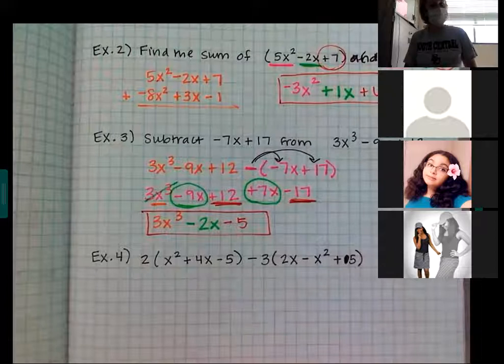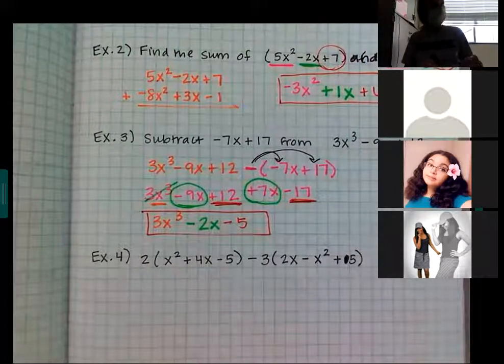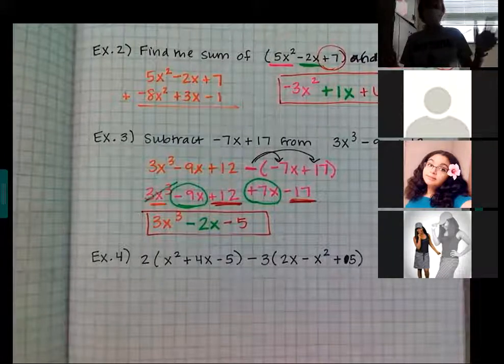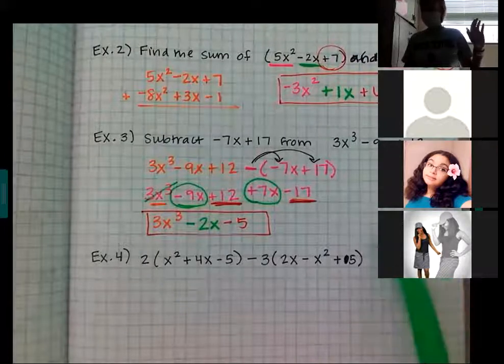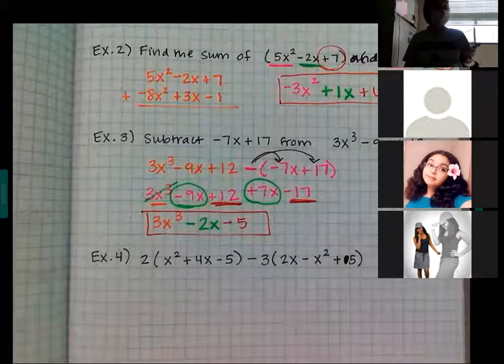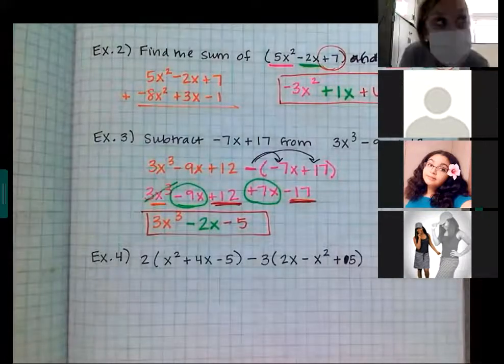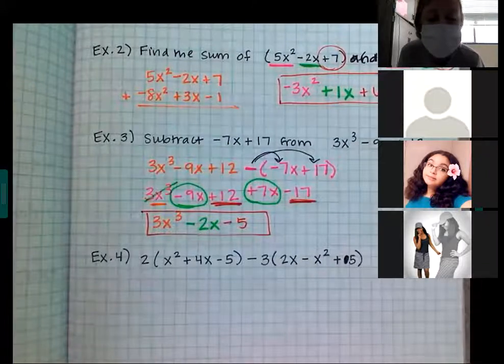Y'all, I shouldn't have to tell you. Y'all know how to distribute. We're not doing exponents. There's no other exponents. It's just multiplying the numbers. Talking about something you didn't tell us. Didn't I say, hey, I'm about to get Shania on y'all? Shania.